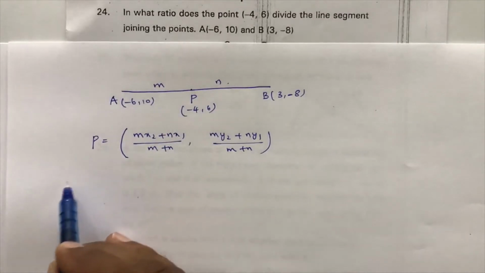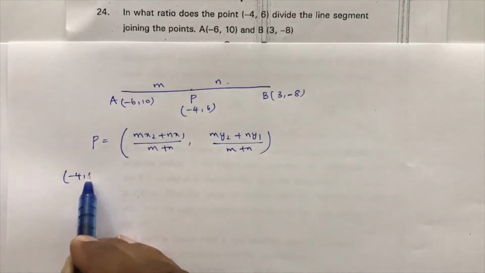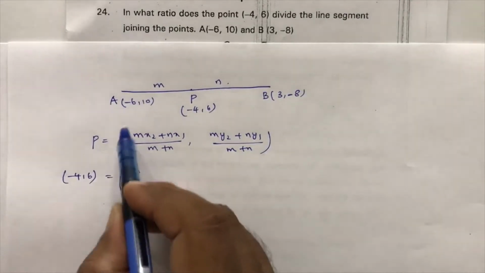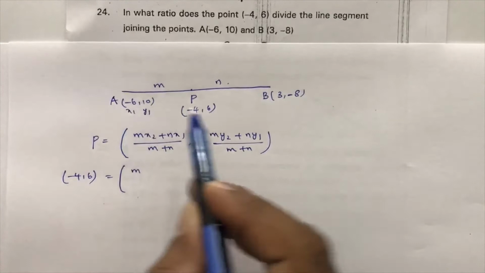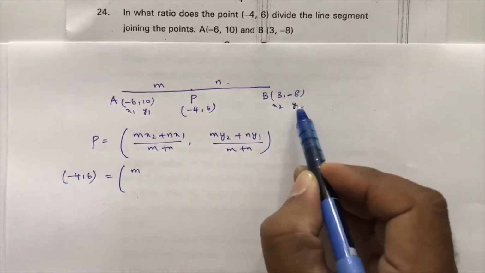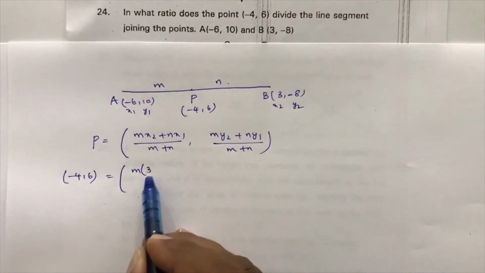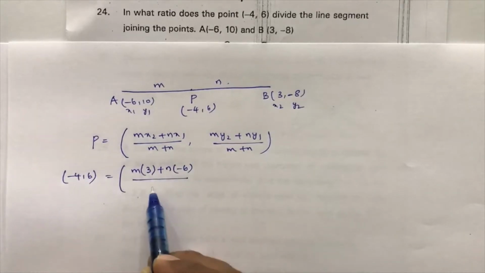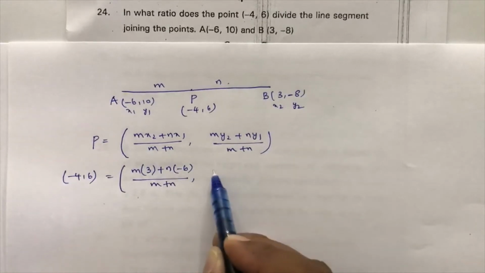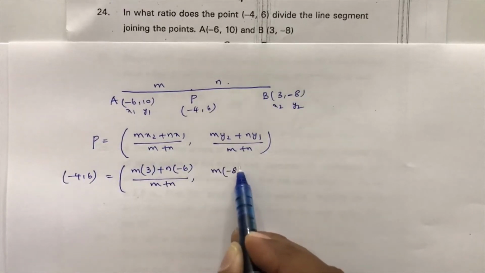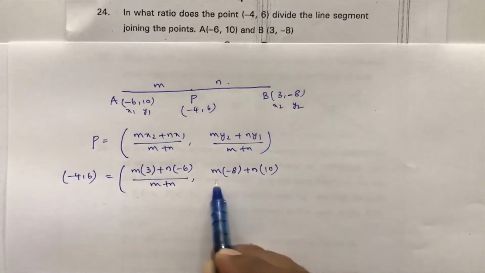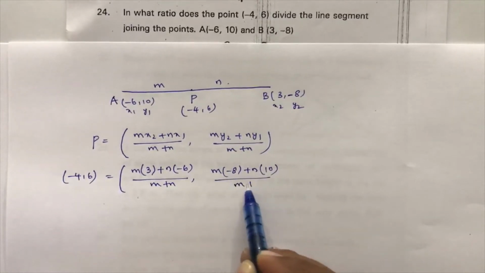Now the point is minus 4, 6 equals m. This is x1, y1. This is x2, y2. M x2 is 3 and x1 is minus 6, by m plus n. And here also m y2 is minus 8 plus n into y1 is 10, by m plus n.